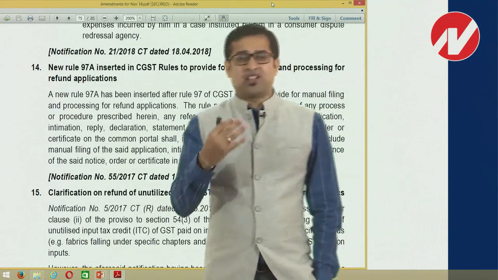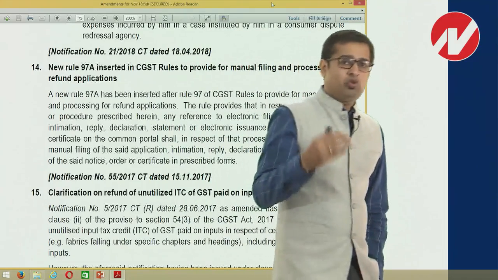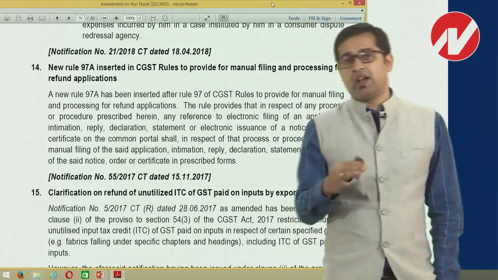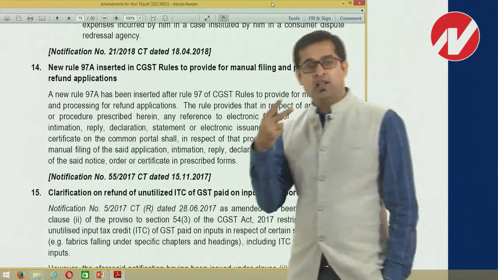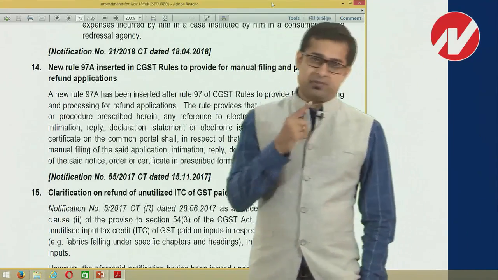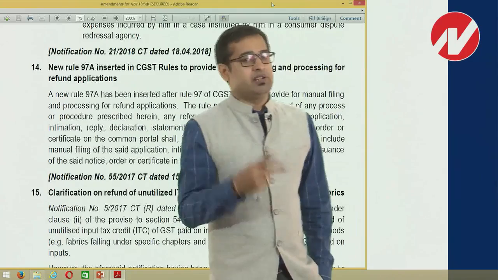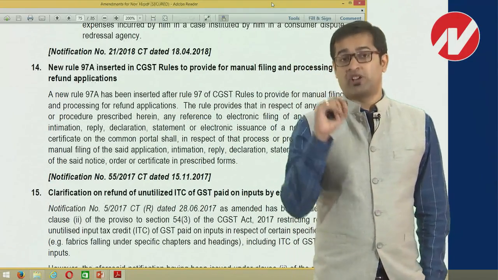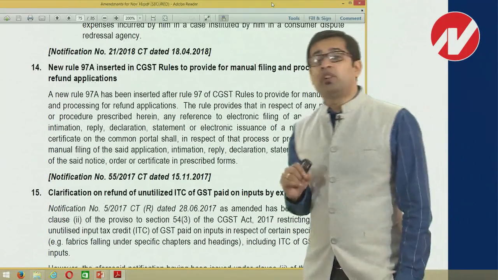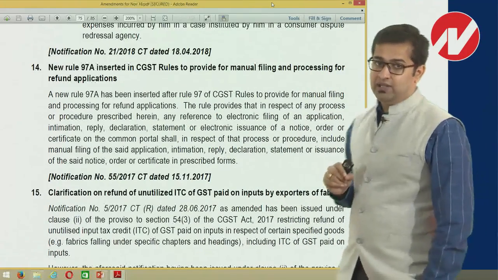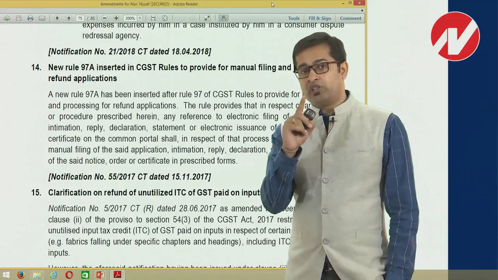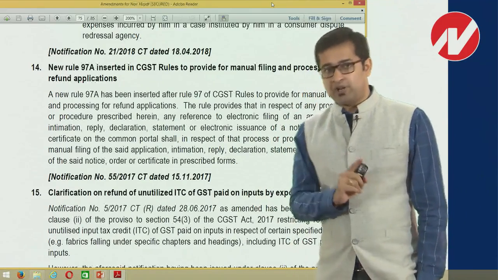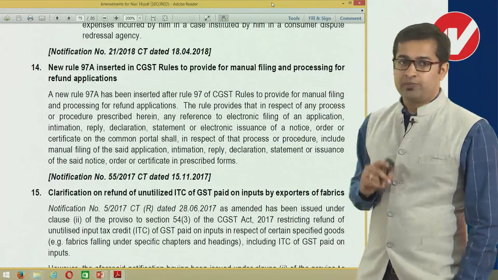Earlier, when the main Section 54 was made for refund, for the refund of unutilized ITC there were only two provisions. Either it was covering zero rated supplies or it was covering inverted tax structure. I'm talking about original Section 54. In fact, Section 54 subsection 3, which was talking about refund of unutilized ITC, was talking about only two provisions. One, as I said, is zero rated supplies. Another is inverted tax structure.